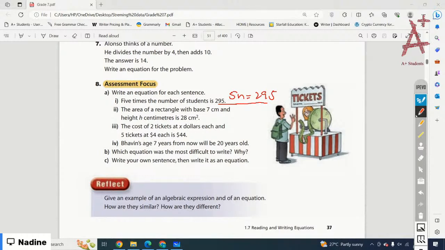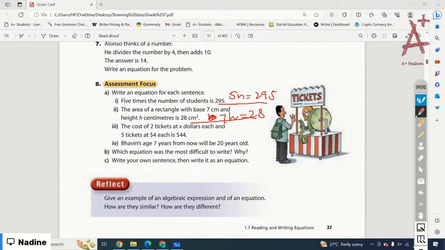The next is the area of a rectangle with base 7 and height 8 centimeter is 28. So we know that the area of a rectangle is base times height. You are given the base, that is 7. You are not given the height, and that equals 7h equals 28, right?